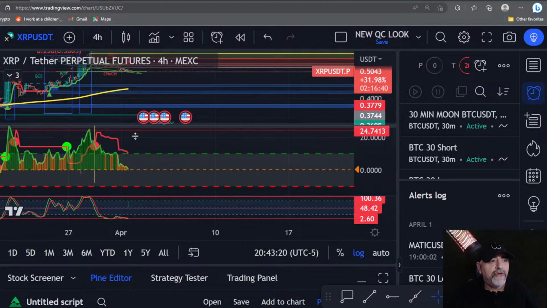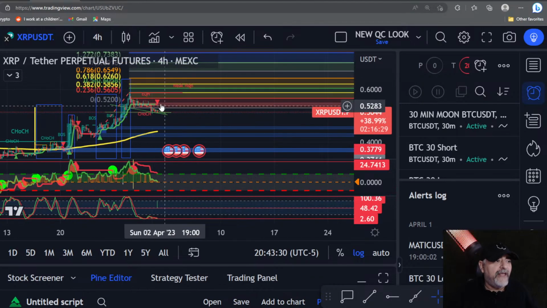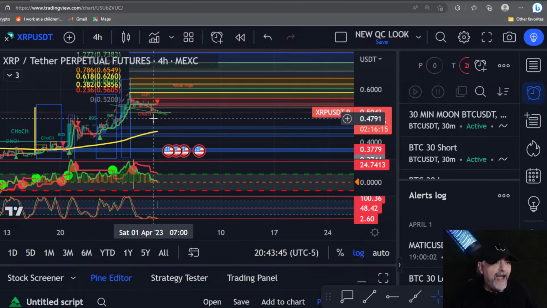Where did we start shorting XRP? We started shorting XRP at 55 cents, right here on the red moon, 55 cents. We're holding that short. We just got a red trend here. Boom, red trend. This entire time frame right now that we're in, XRP is in a short position, right? The trend is down right now.